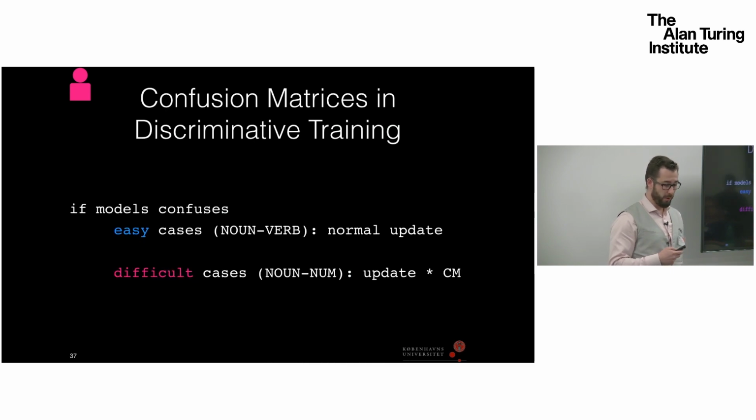And we say, well, while we're training the model, if the model makes a mistake on one of the easy cases, then we just do a normal update and we move the model away from that decision. If it makes a wrong decision on a difficult case, where it confuses two of these things that humans also confuse frequently, we say that's okay, right? We'll make a slight update, but we'll temper it by the amount of confusion that annotators have for these items. So for very confusable items, we'll make a very small update. Items that are less confusable, we make a slightly bigger update.